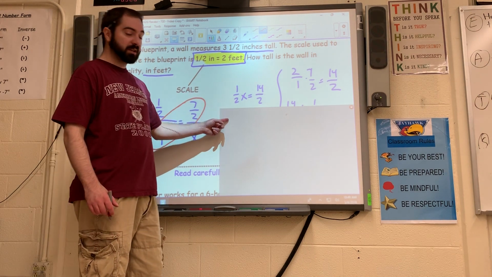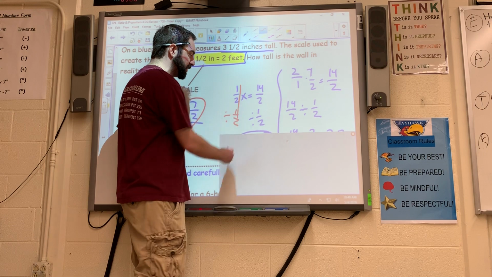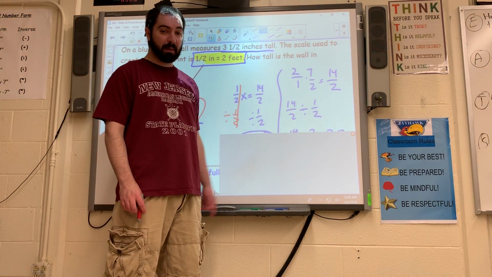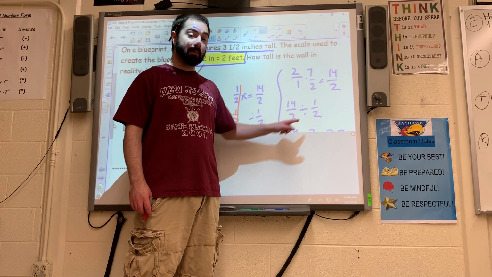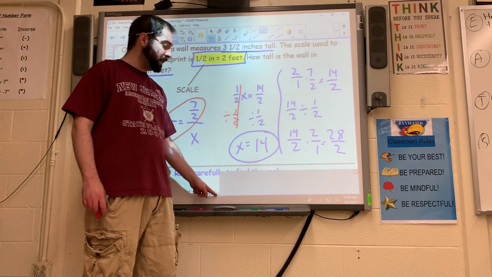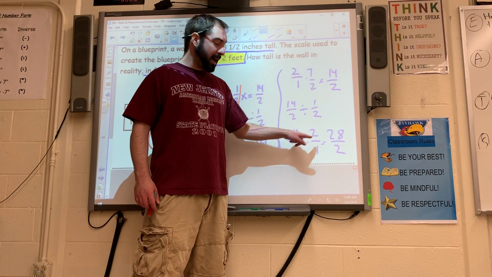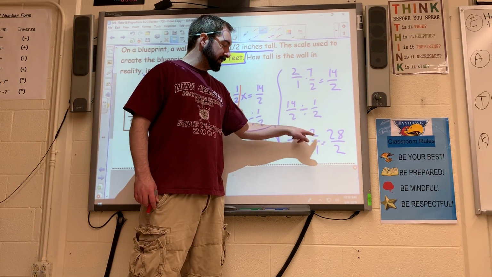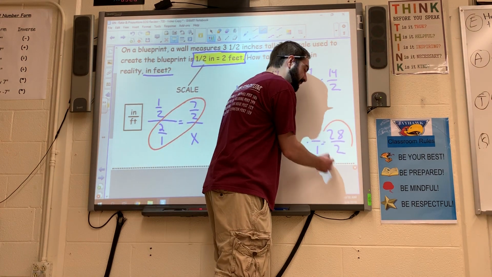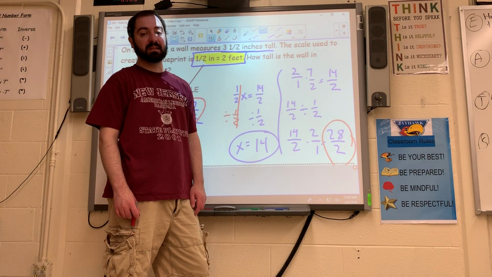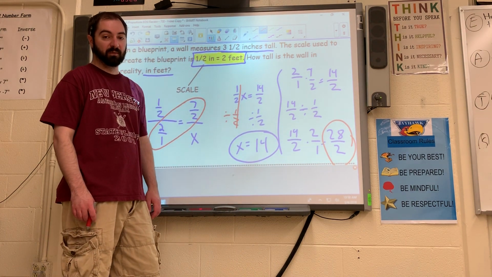From there, just like every other ticket problem, I'm going to start isolating by dividing by my coefficient. One side cancels, the other side's my division problem. Top divided by bottom, 14 over 2 divided by 1/2. Keep it, change it, flip it. And again, top times top, bottom times bottom. 14 times 2 is 28. 2 times 1 is 2. And again, yes, this could be an answer, or since it's an easy division problem, 28 divided by 2, I did show you that it's really 14 feet.